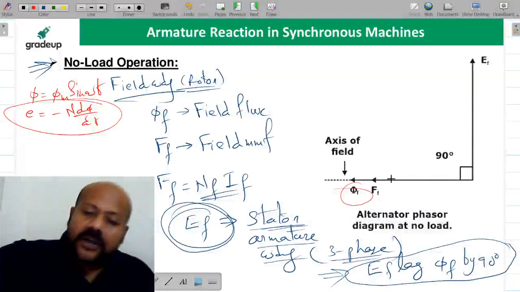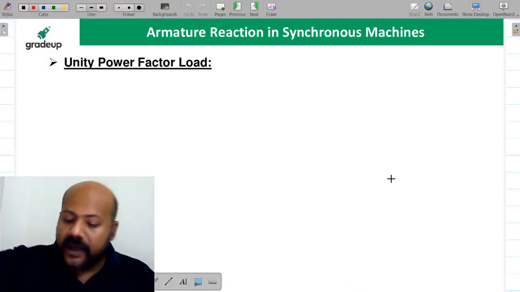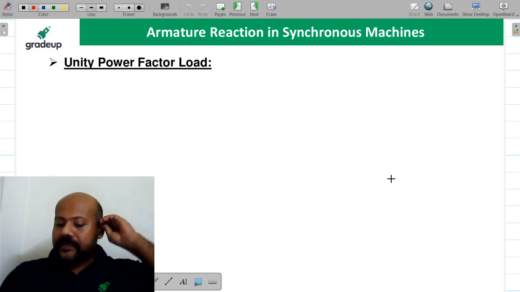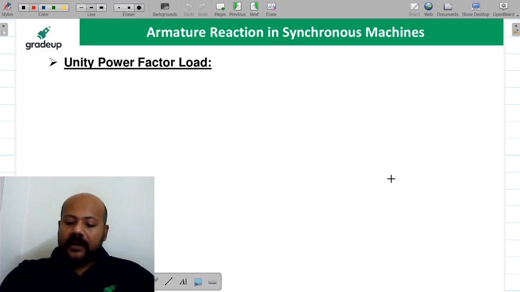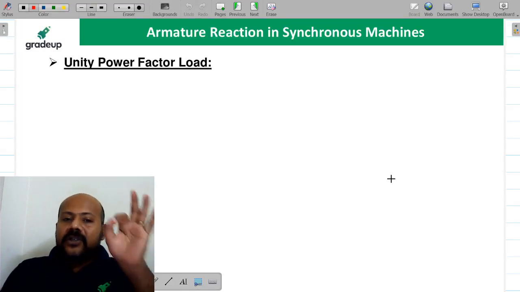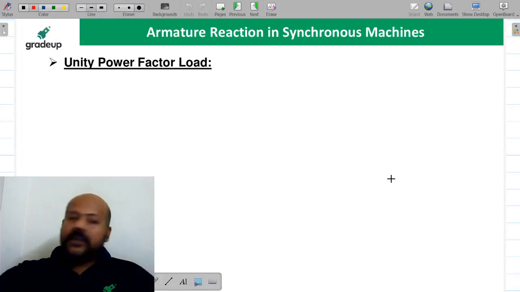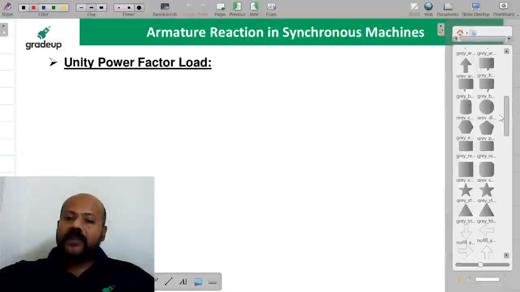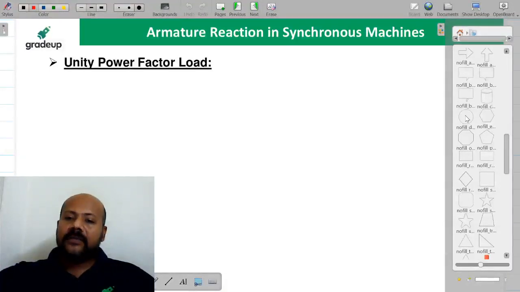Now we are going to discuss the second case. What is the second case? The second case is the unity power factor. Is it clear? This case we are taking as the unity power factor load condition. Now all of you just listen to me. I am going to draw some beautiful diagrams, and you just focus and have patience to see them. It is going to be very helpful for you. Is it clear?